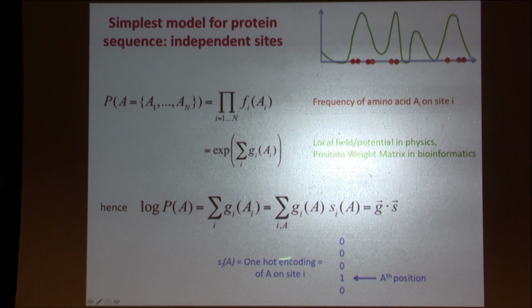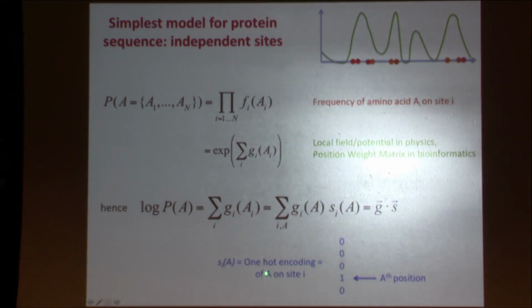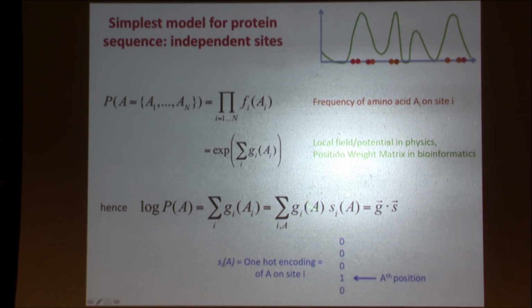I will introduce what people call in machine learning one-hot encoding. So I don't know if you are familiar with that. One-hot encoding is that if you have A, which is a variable that goes from 1 to 21, 20 amino acids plus the gap, instead of having A going from 1 to 21, which is a little bit difficult to handle, you introduce a vector of dimension 21, which has all zeros except one entry, which is equal to 1, and that corresponds to the A position here.